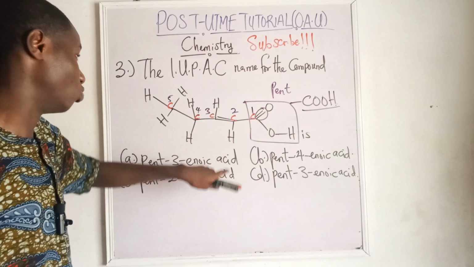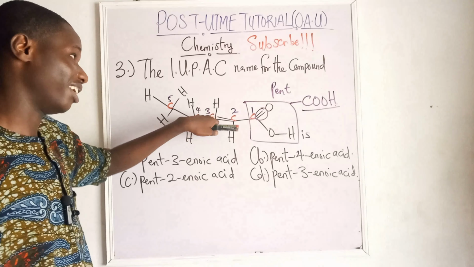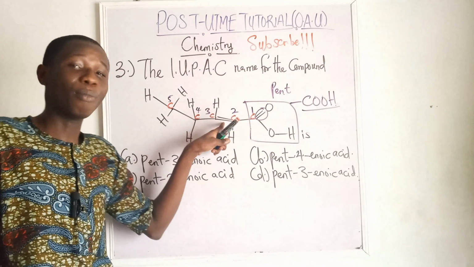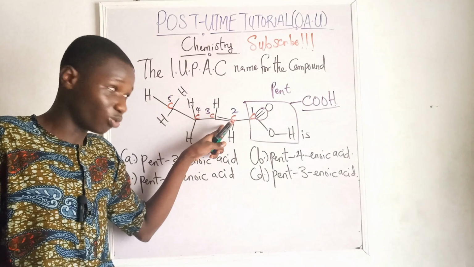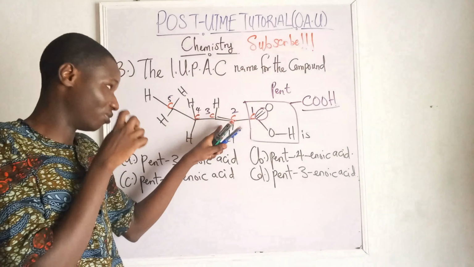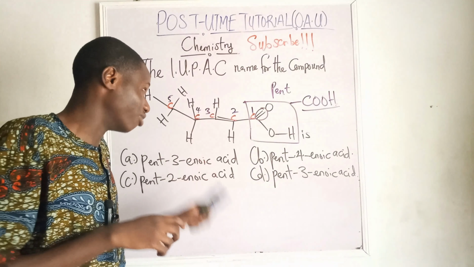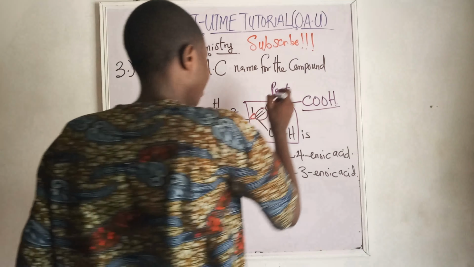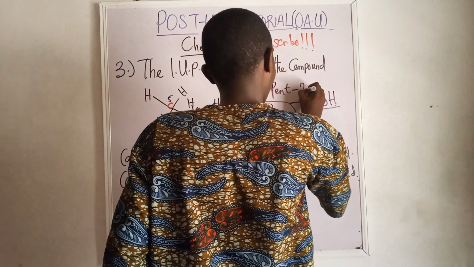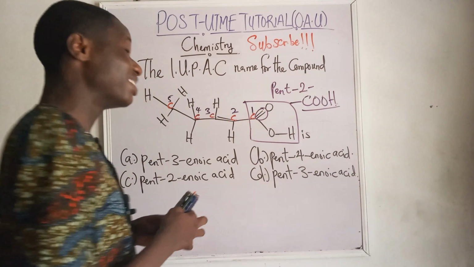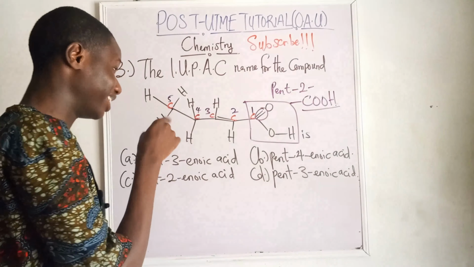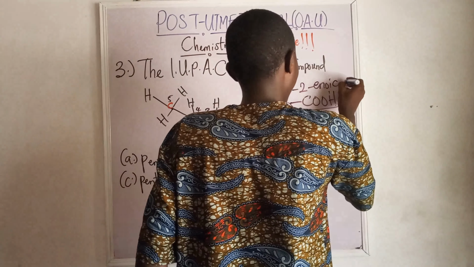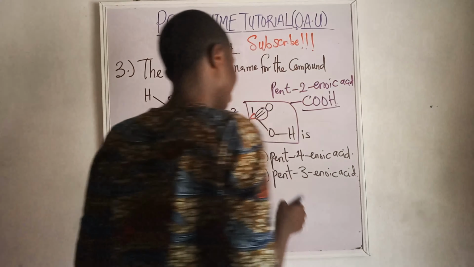So where we are moving to is the next double bond that you see here. Where do we have your double bond? Your double bond is on the second carbon. So it will now be pent-2. Instead of saying pentanoic acid, it will now be pent-2-enoic acid. Do you get?